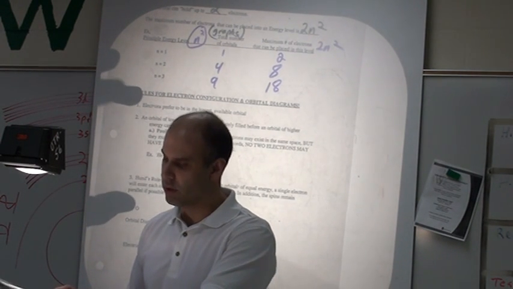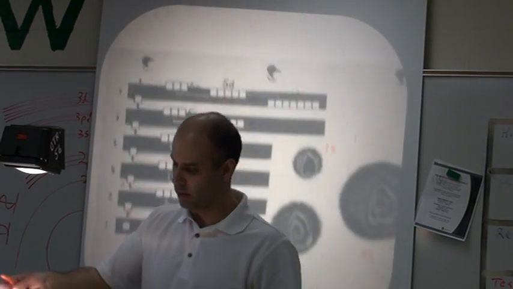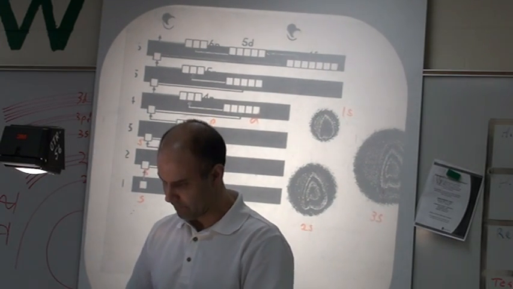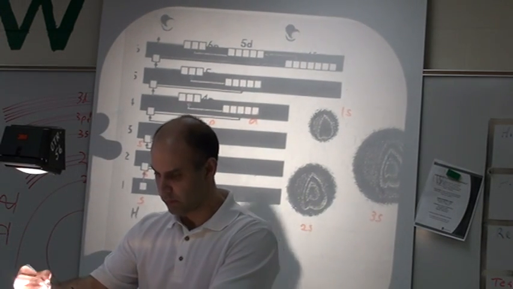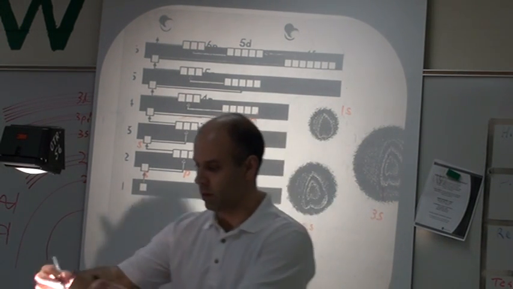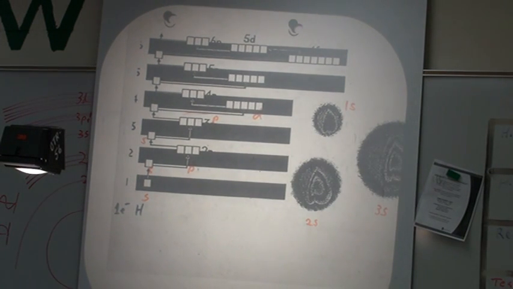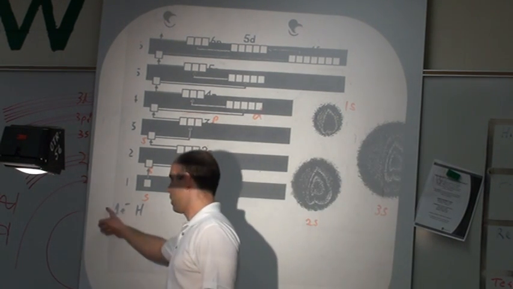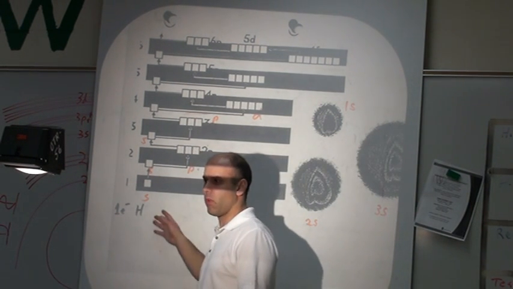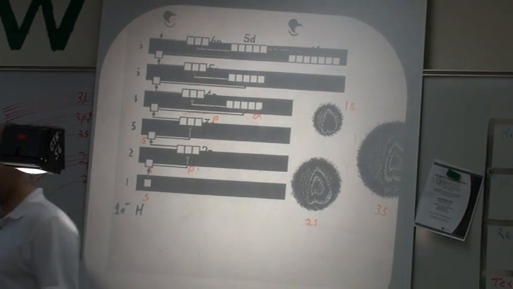So let's start with the simplest element on the periodic table, hydrogen. How many electrons does hydrogen have? 1. Now, where is the electron for the hydrogen atom? Where would be a good place to look for the electron in the hydrogen atom? Well, I suppose even before that, why do we even care where the electron is in the hydrogen atom?